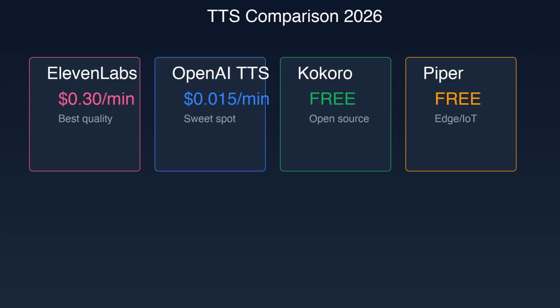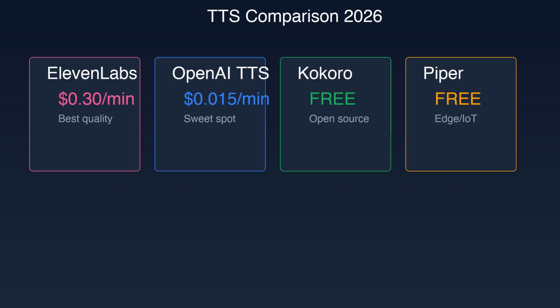Deepgram Nova is the fastest option for real-time applications. It achieves sub-250 millisecond latency with streaming, making it ideal for voice agents where every millisecond counts. It costs about 0.5 cents per minute. Google's Speech API with Chirp offers the widest language support and solid accuracy, but at a higher price point.